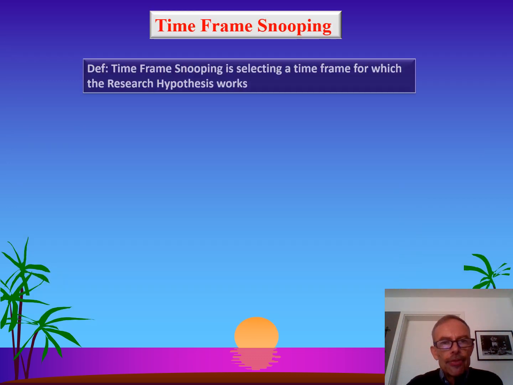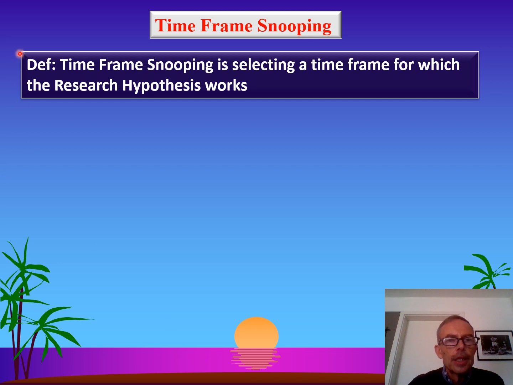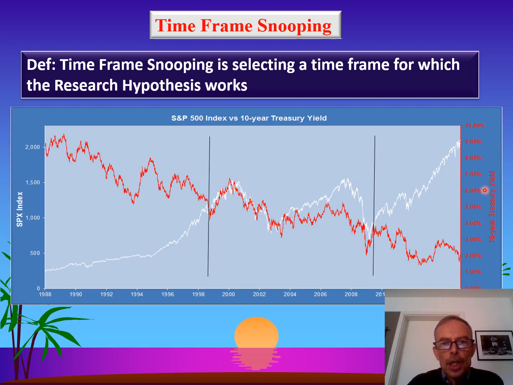Similarly, there is time frame snooping. Definition: time frame snooping is selecting a time frame for which the research hypothesis works. Here's an example. Here we have two functions. Here we have the S&P 500, so that's kind of the stock market in the United States, 500 stocks from the stock market. And here we have the treasury yield, so the government bond yield. And what can you see here?